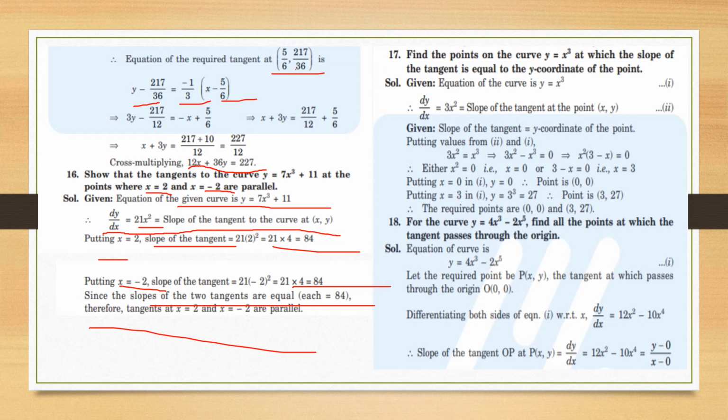Number 17 is: find the points on the curve y equal to x cube at which the slope of the tangent is equal to the y coordinate of the point. So it's a very good question.